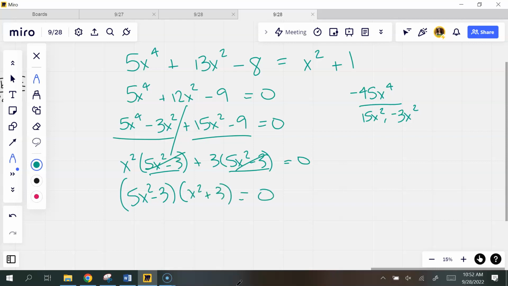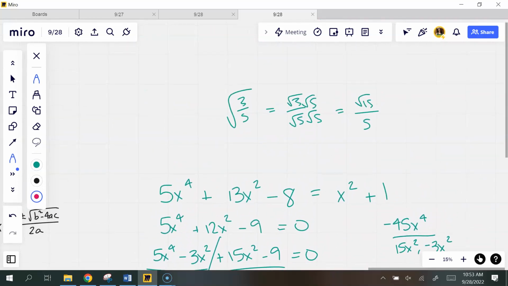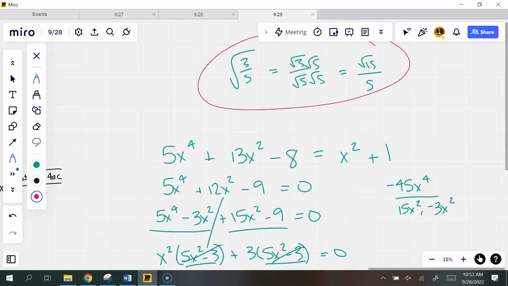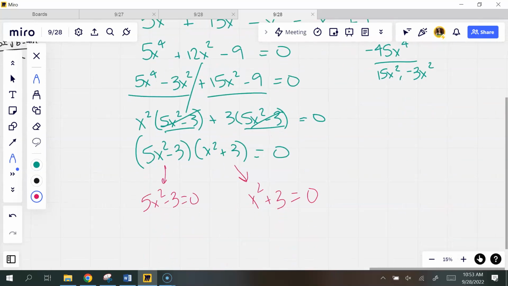I'm ready to set everything to 0. Are you ready to set everything to 0? 5x squared minus 3. If you've got 2 square roots, how have you only gotten 3 answers? Well, you have to do that 3/5 like this. Got to rationalize. I'm fixing to do it right here.